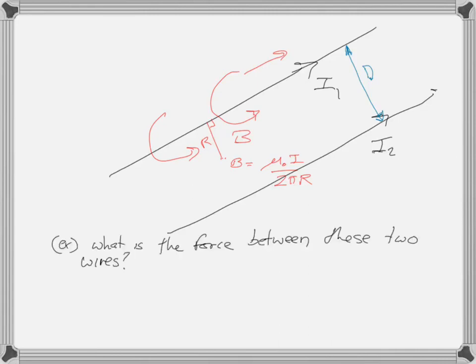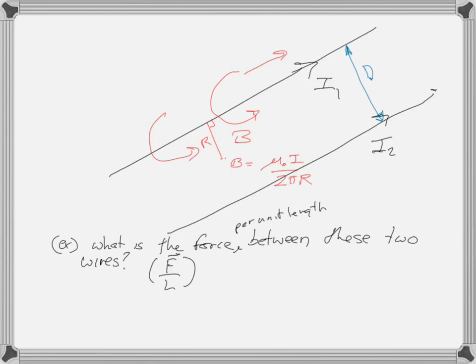In reality, once we figure out the force, we'll see that there's a length in there. Unless I tell you what the force is between a 1 meter length of these two wires, or a 10 centimeter length, we can find the force per unit length. So really, I want to know what is the force per unit length of these wires. So how will we find that?